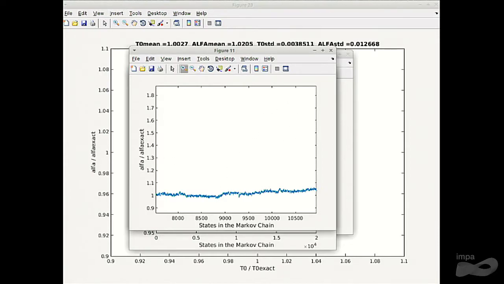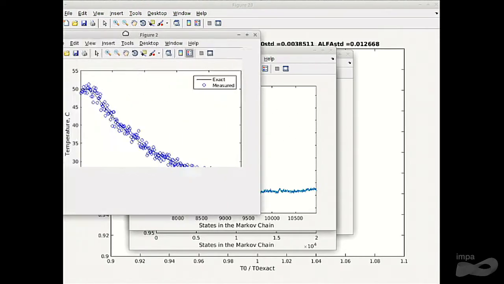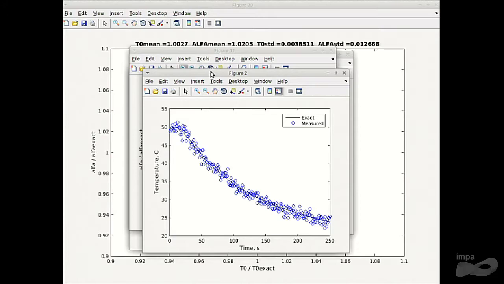And only as a reference, here we have the exact measurements and the simulated measurements. So this is really kind of noisy.